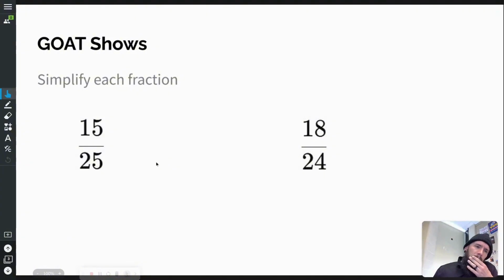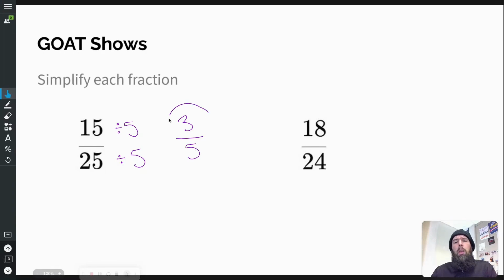Now, 15 and 25. I can divide those both by 5. So I'm going to divide them both by 5. 15 divided by 5 is 3. 25 divided by 5 is 5. Can I divide any more? Nope. The only thing I can divide both of those by is 1. So I am done. Let's call it a day.